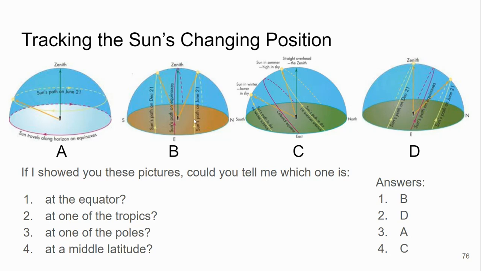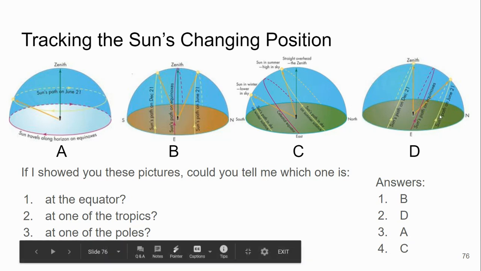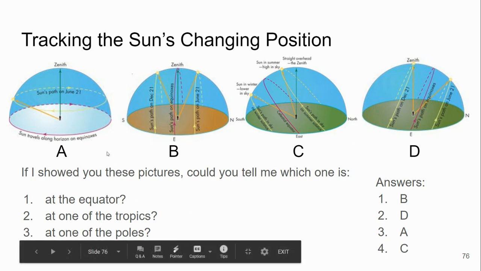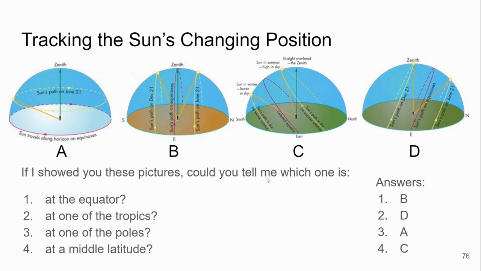So this one is the equator. D is one of the tropics. It's the Tropic of Capricorn. This is the southern tropic, the one below the equator, more south of the equator. One of the poles. Yeah, the poles are the weird ones. These are pretty easy to identify. And then the last one is a middle latitude. So this happens to be a mid-northern latitude.